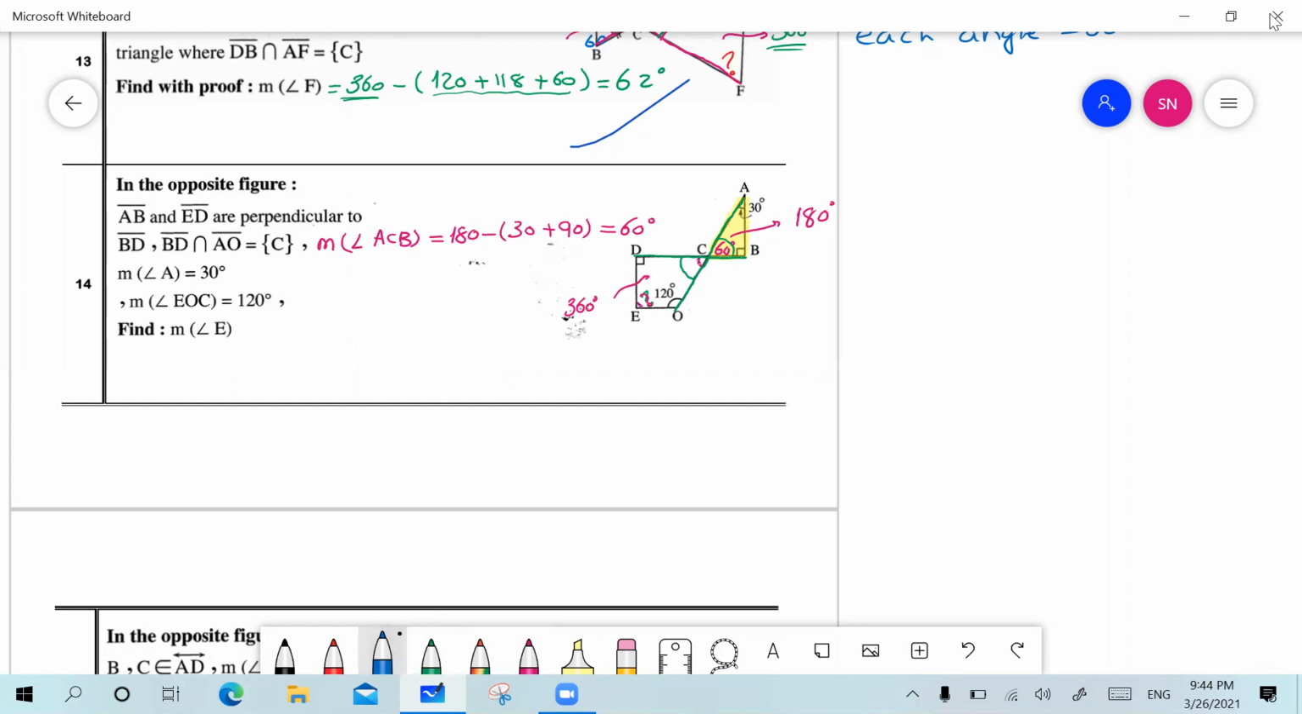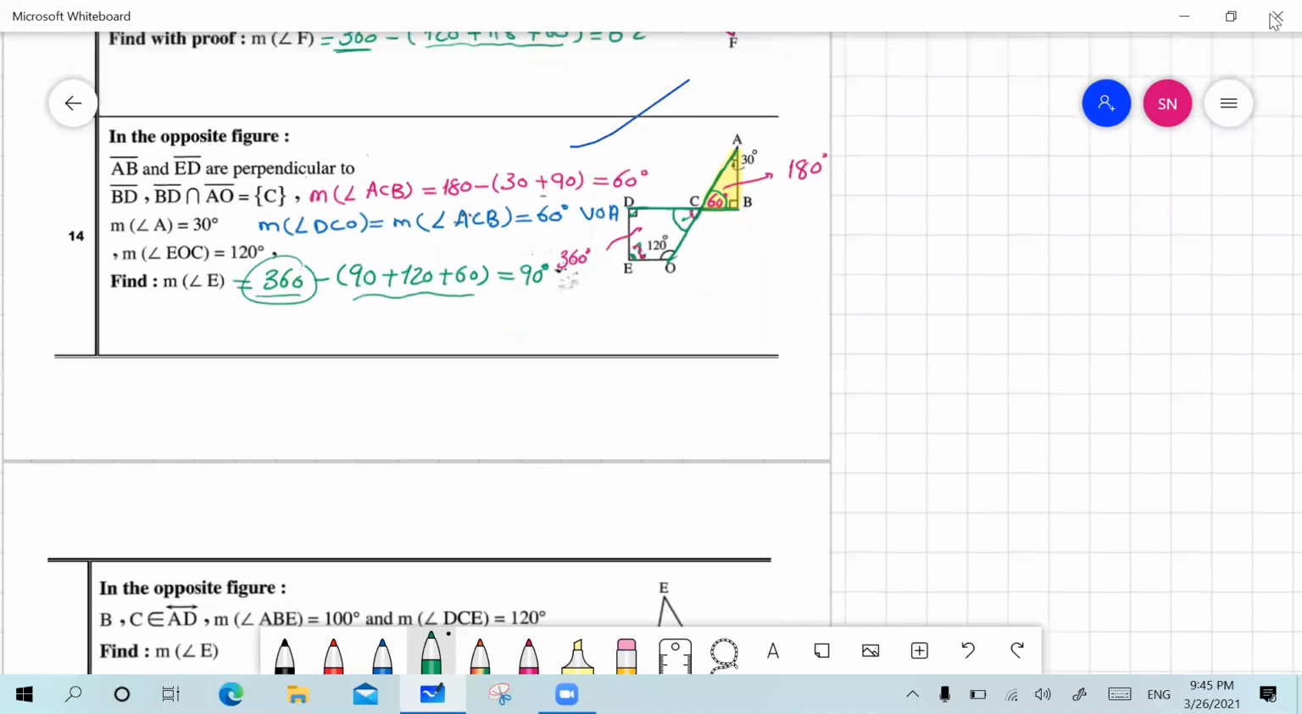So now I want to say that the measure of angle DCE is equal to the measure of angle ACB, equals 60 degrees, because they are vertically opposite angles. Then the measure of angle E is equal to 360 minus 90 plus 120 plus 60, equal to 90 degrees. After I found this, now I have 3 angles, so it is easy to find the fourth one. How? 360 minus their sum. Why 360? Because it's a quadrilateral and the sum of interior angles of a quadrilateral is 360 degrees.